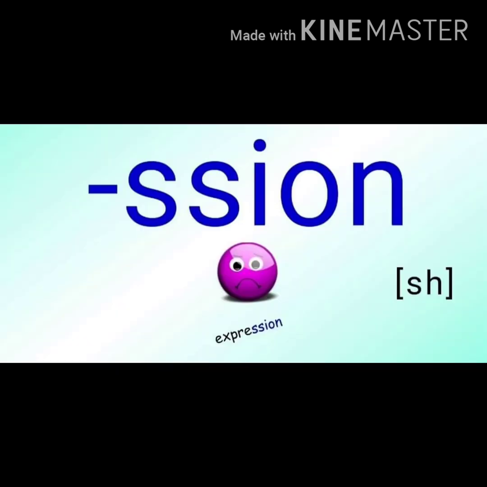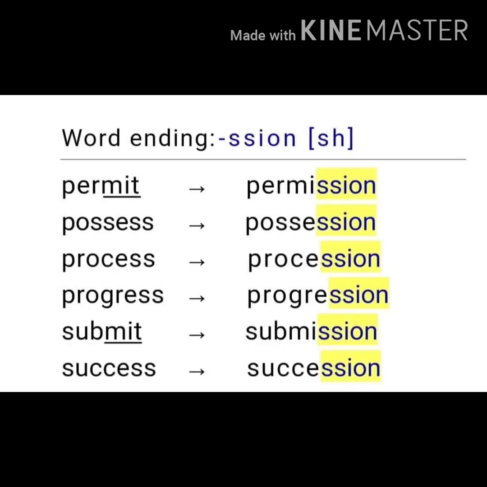So moving on to double SION. Let me give you some examples, and again we pronounce it like sh. Okay, like permission. The root was permit, so the noun is permission. Position, procession, progression, submission, and succession. Okay, so all these are double SION, and it is pronounced as shun.